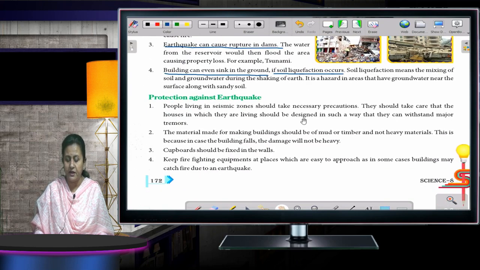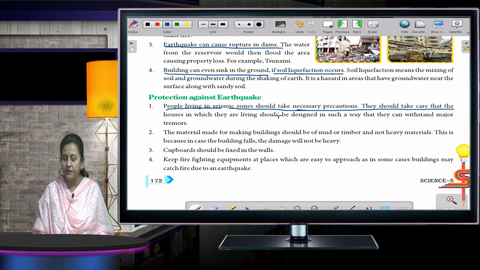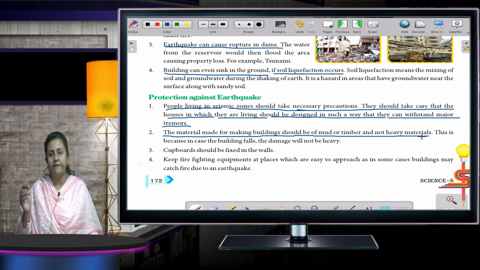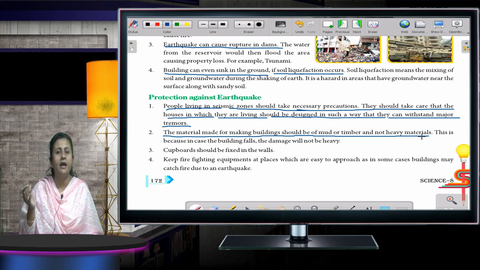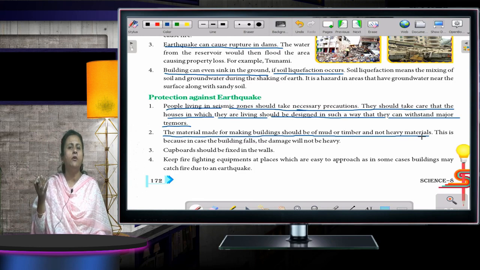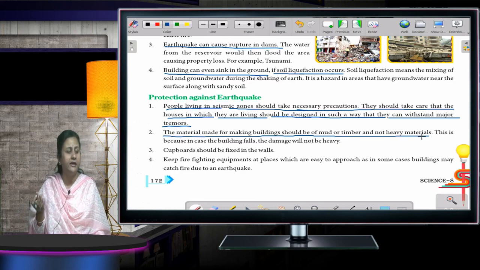Protection against earthquakes. How can we protect ourselves against earthquakes? People living in seismic zones should take necessary precautions. They should take care that the houses in which they are living are designed in such a way that they can withstand major tremors. The material for making buildings should be mud or timber and not heavy material, because whenever the earthquake is there, the building collapses. In case it is a heavy one, what will happen? We will hurt ourselves very seriously. In case it is made of mud or bricks, what will happen? The house will collapse, but we will not get so much hurt.